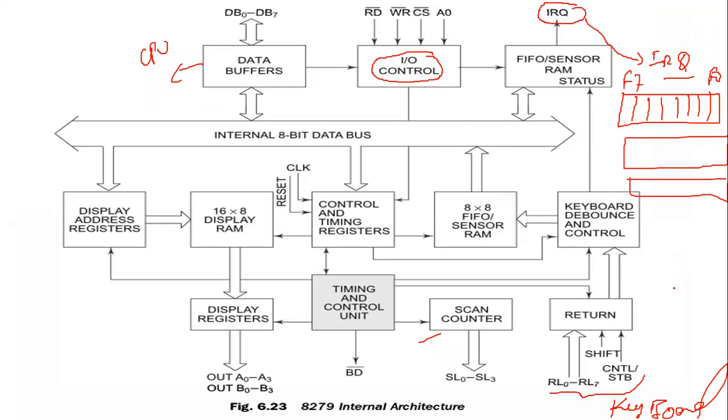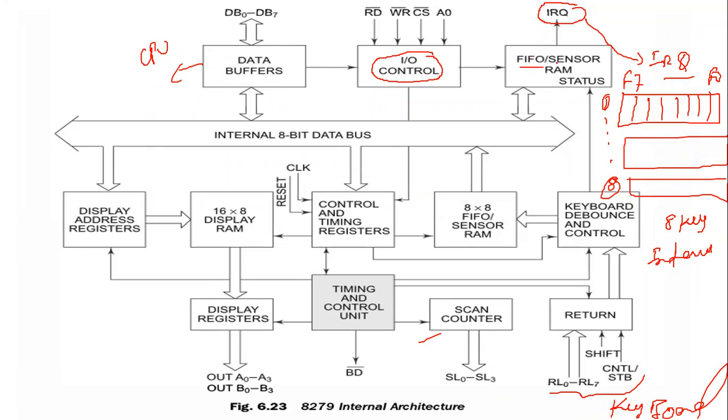When you press any of the keys, that key information is stored in the first register. So how many registers are available? 8 FIFO sensor RAMs are available. At a time it will take 8 keys' information. Whichever key information entered first is going to the CPU first. That is called first in, first out.